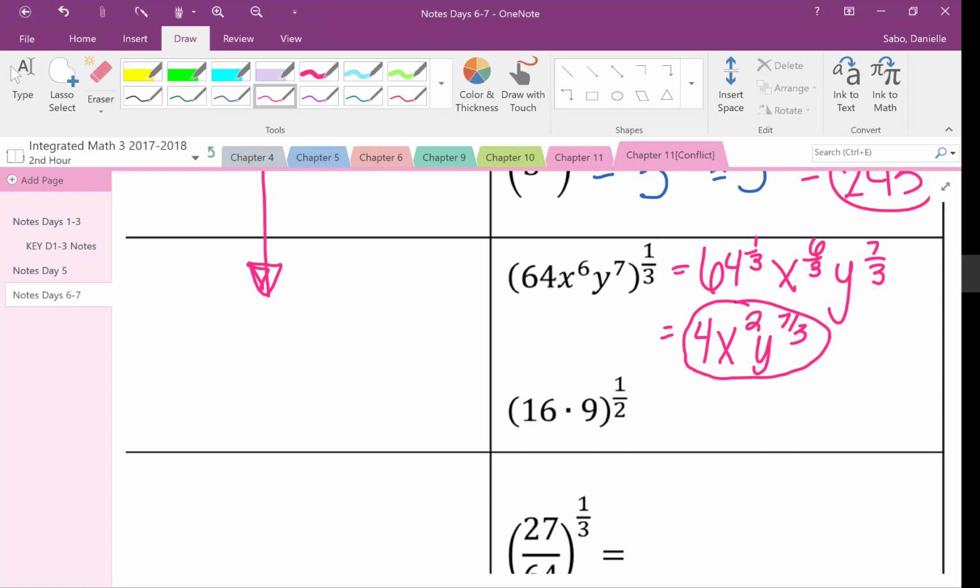Yeah, you could just type it in your calculator, but that might be something that might be on the SAT.